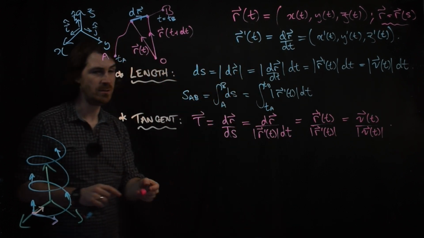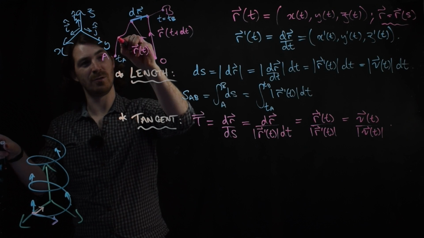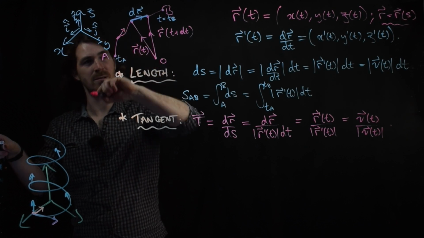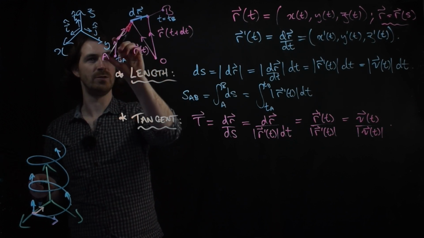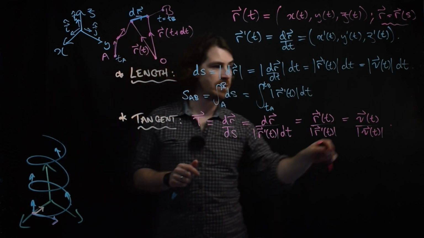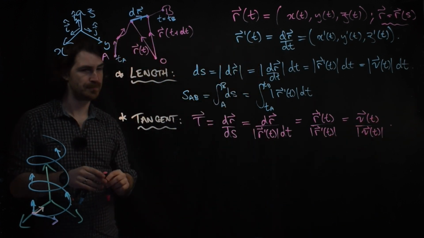And this tangent does what it says. It's the tangent to the curve at any point. So here maybe the tangent points like this. Here it points like this. And it follows the curve, and it points in the direction of the velocity, the instantaneous velocity.